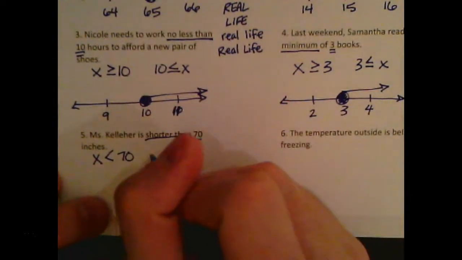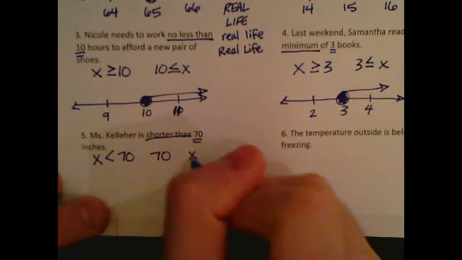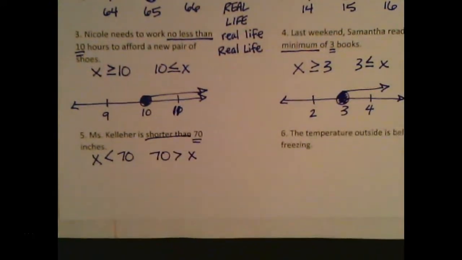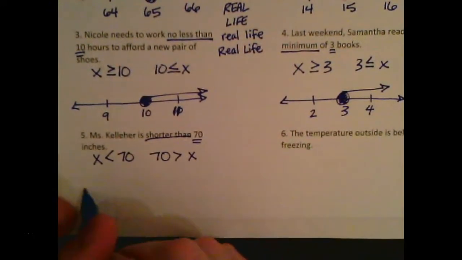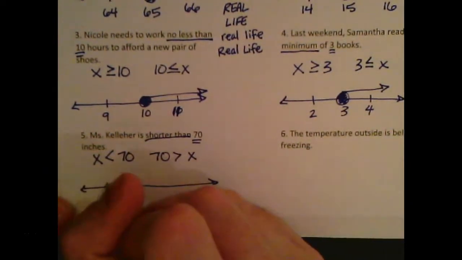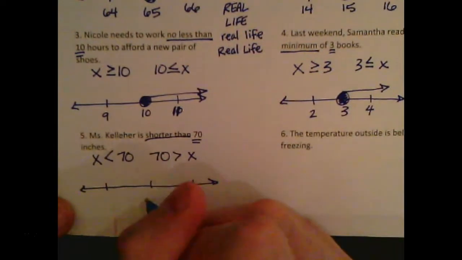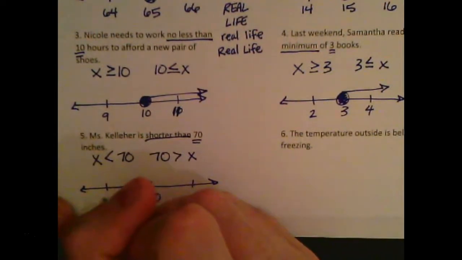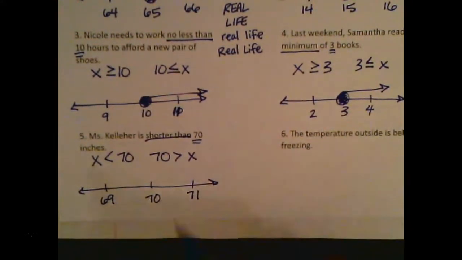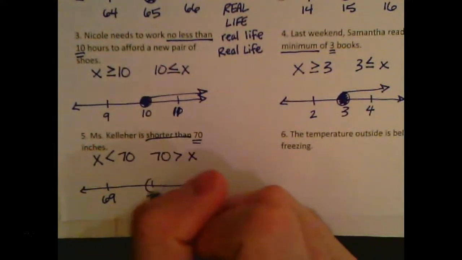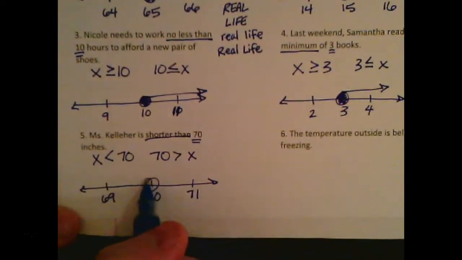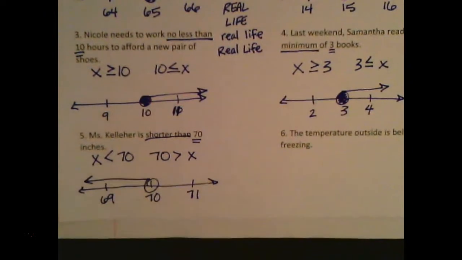And then flipping that around, flip the 70 and the X. Symbol is pointing at the X, keep it pointing at the X. Alright, and then we just need to graph. 70 right there, 69 and 71 around it. No equal sign, so we're an open circle at 70, and because she is less than, numbers that are less than go to the left.